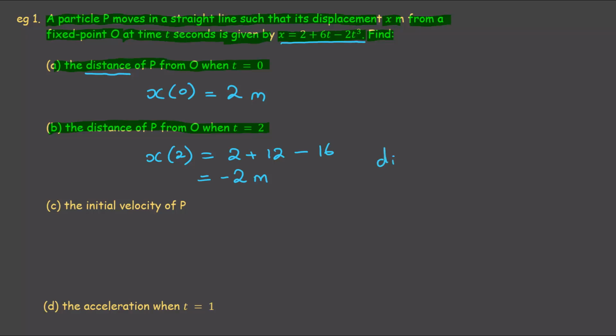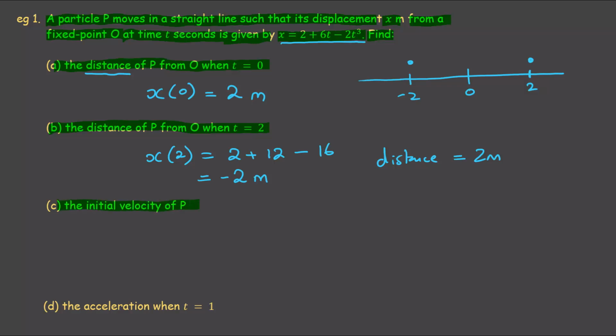So the distance is 2 meters, but it's worth noting that the displacement is negative 2. What that actually means, if this is the fixed point O, is that x of 0 would have the particle here, and x of 2 would have the particle here on the other side of the fixed point O.